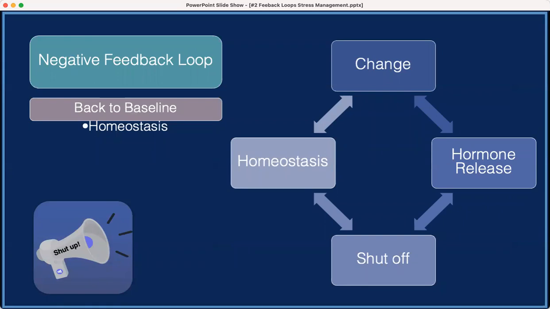A negative feedback loop, the one that says shut up, is where it's always trying to get you back to the baseline. So the negative feedback loop is really a loop. You have a change in your internal status, the hormones are released, and then there's a shutoff valve that turns off that production and brings you back to a natural baseline, a homeostasis.